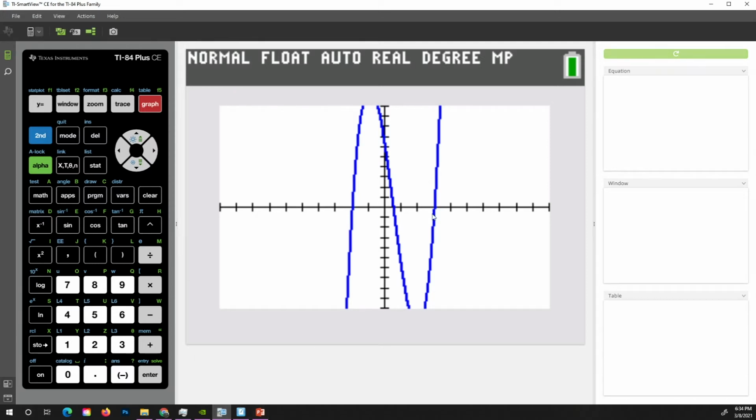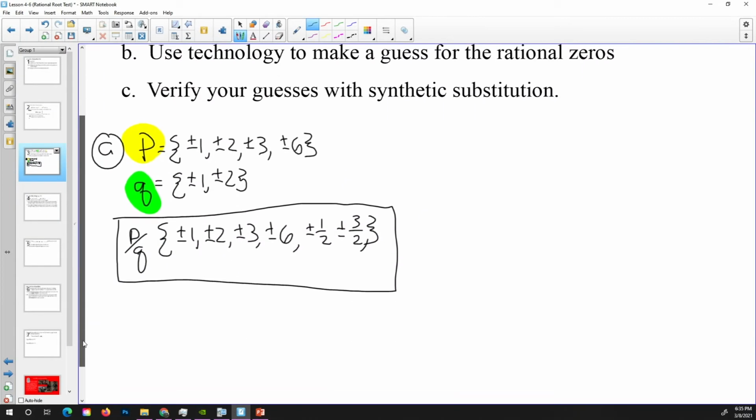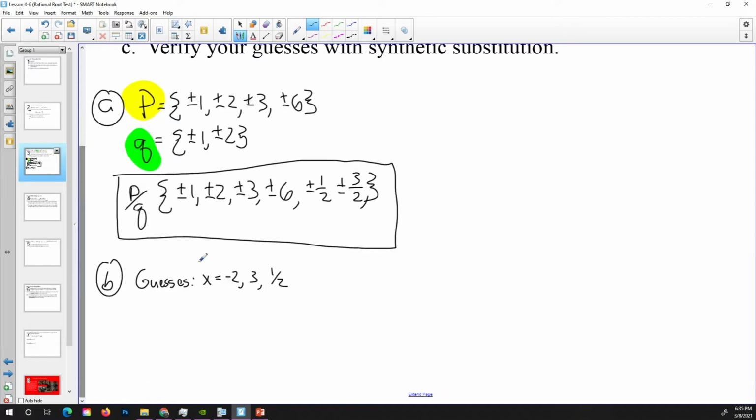So I'm going to start with -2, I'm going to try -3 and see what that last one is. So let's start by listing the coefficients, and so I'm in B now. My guesses are x equals -2, 3, and I'm going to guess a half. That's in there. It looks like it was in between. And so I'm going to put my coefficients. So it was 2, -3, -11, and then 6.